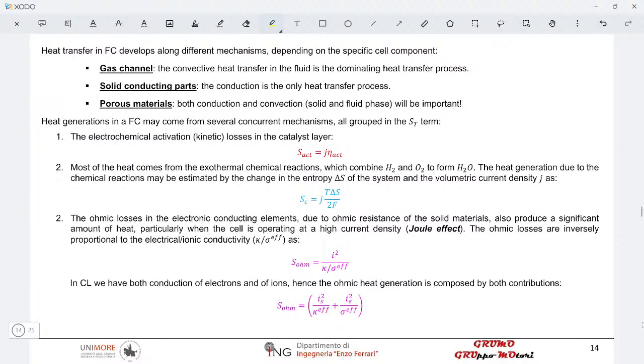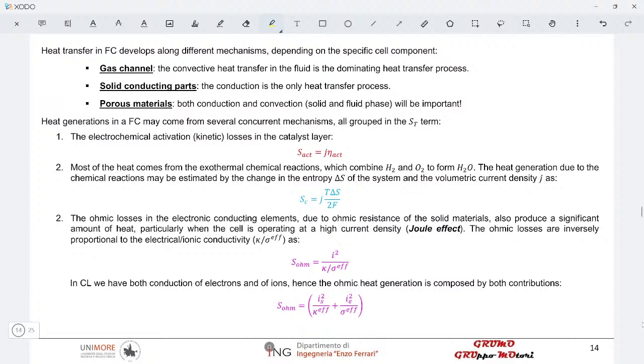Here, I'd like to spend a few minutes on the source term. So what generates heat? We might have several mechanisms, and we have to account for all of them with our equation. And also several mechanisms for the heat transfer. So it will not just be the heat generation, but also the heat dissipation, the transfer towards the outside of the cell, towards the cooling circuit.